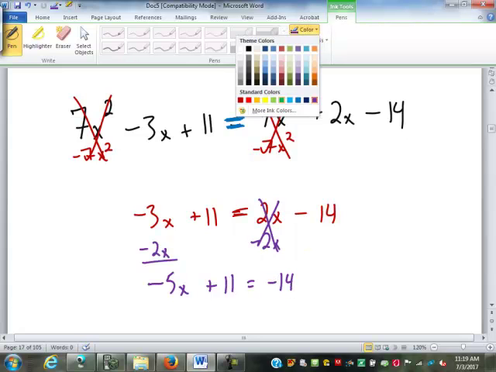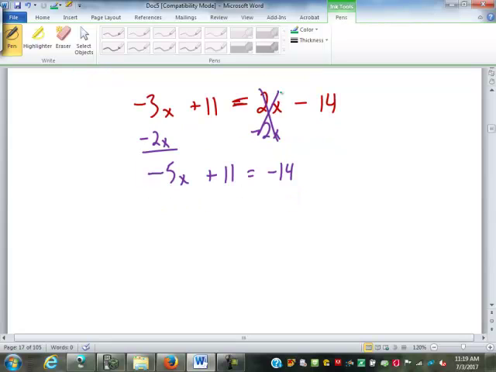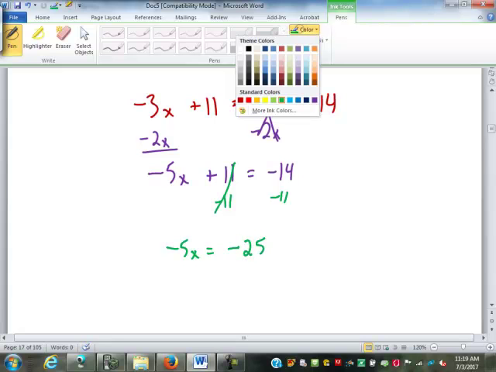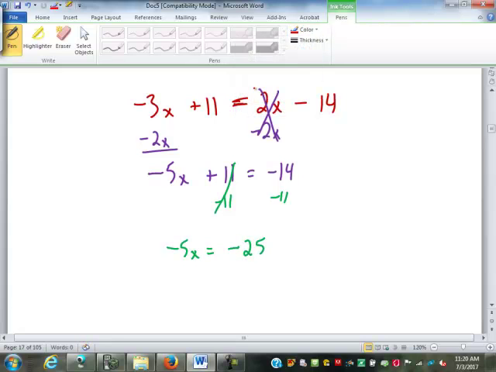Then what? Subtract 11. Negative 5x equals negative 14 minus 11 is negative 25, and then divided by negative 5. So that's gone. x equals negative 25 divided by negative 5 is positive 5.